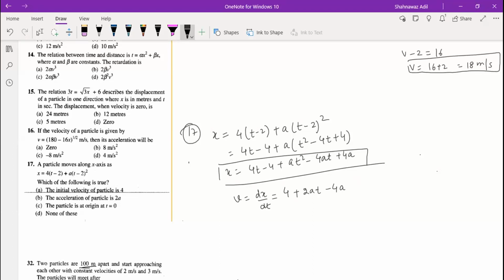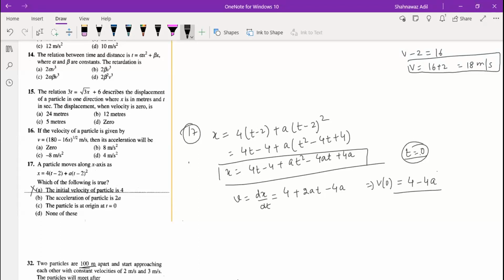And if we put t equal to 0, so initial velocity would be at t equal to 0. So if we put t equal to 0, so v at 0, this part is 0, so 4 minus 4a. So is option A correct? Is option A correct? This is not correct. So initial velocity is 4 minus 4a.